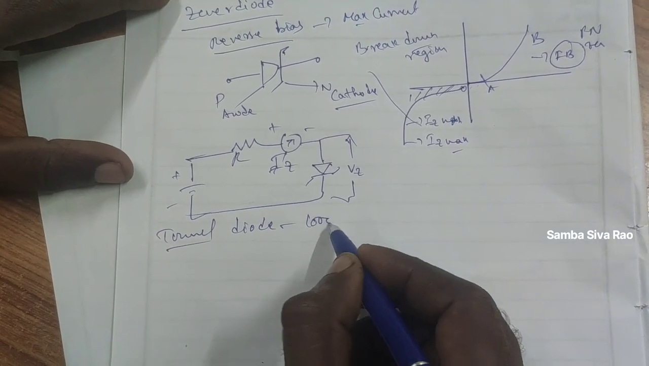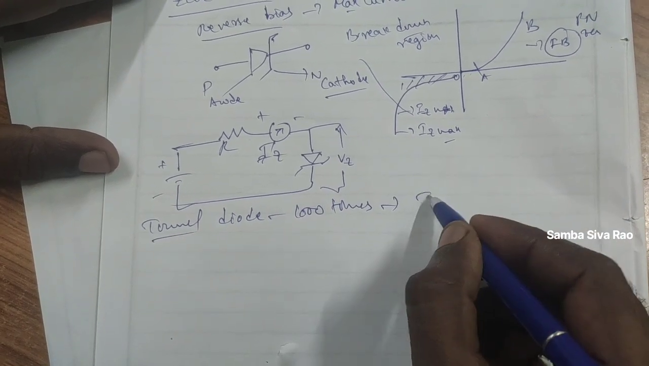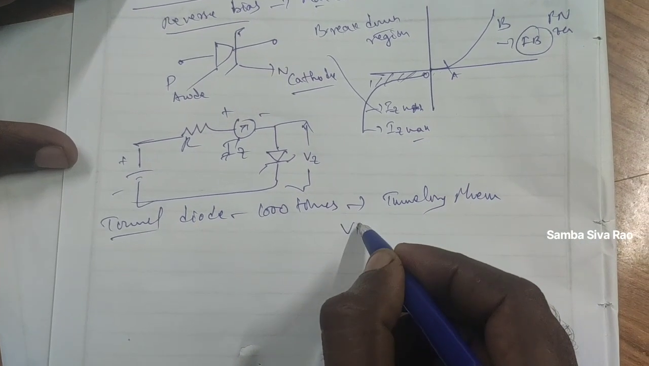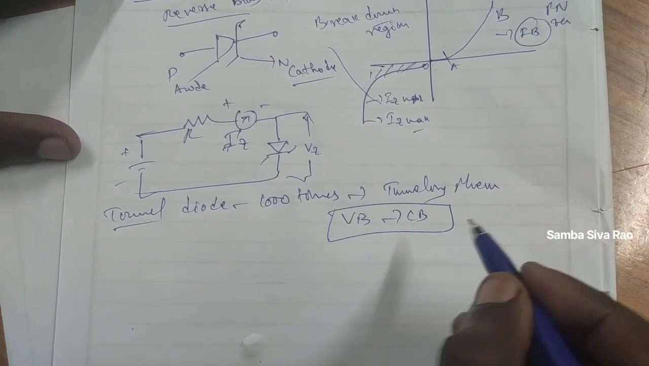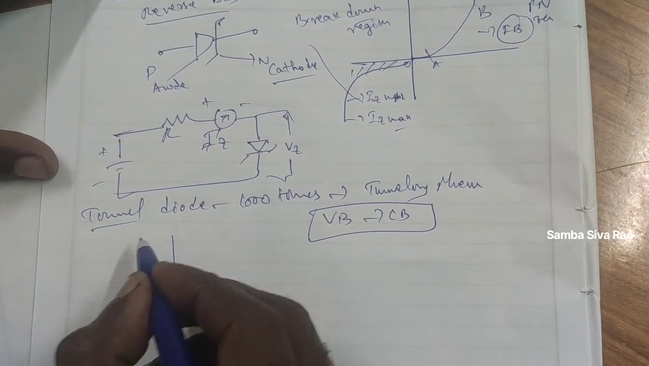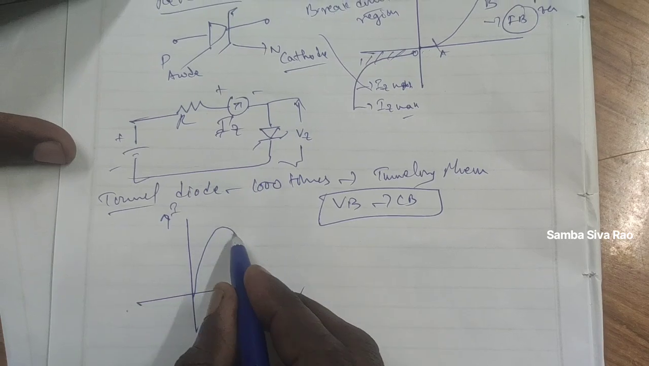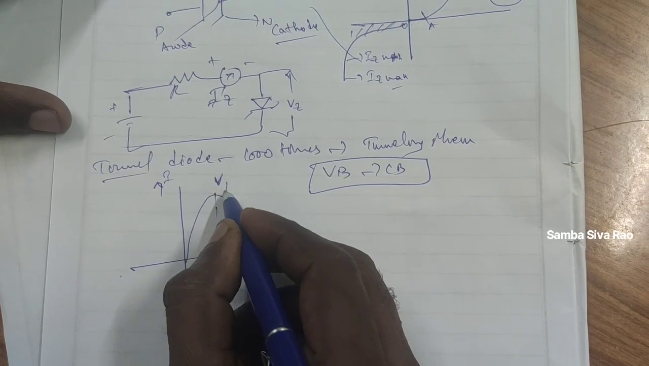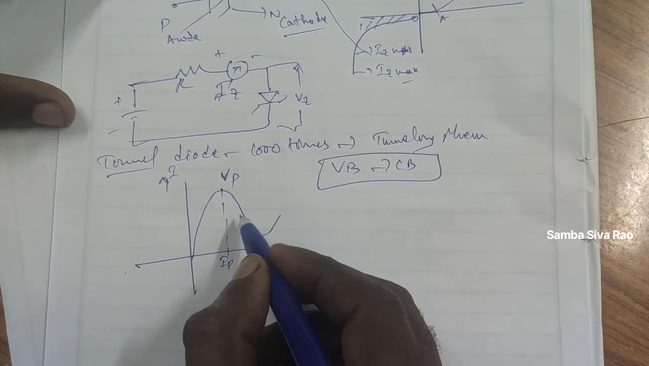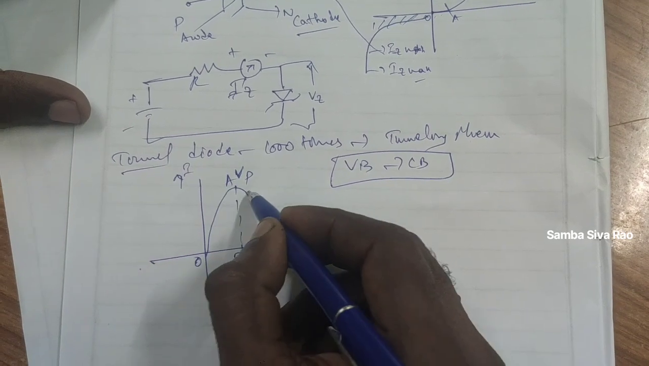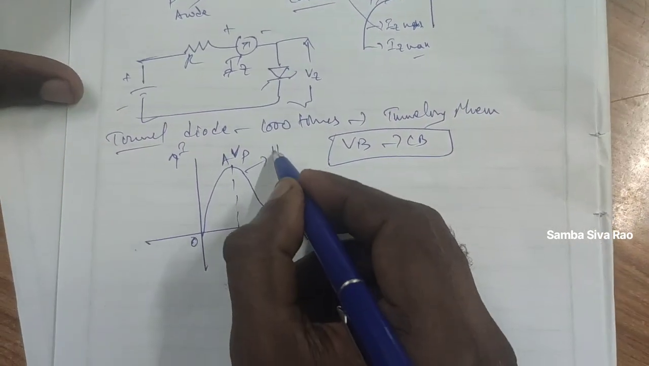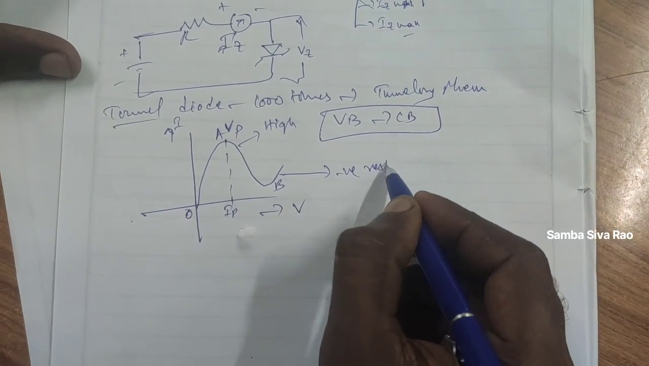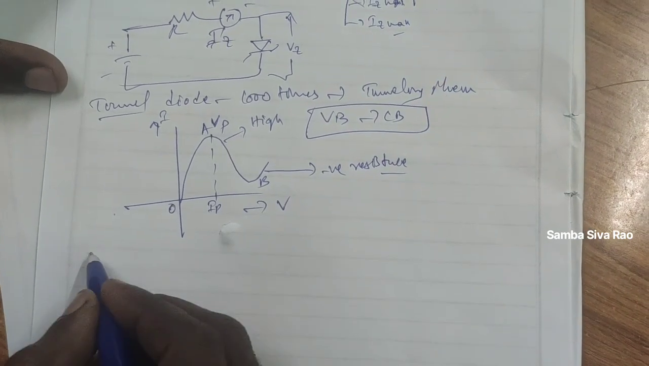It is a thousand times greater than that of an ordinary diode. It has a tunneling phenomenon, so that it transfers the data from the valence band to the conduction band easily. We are taking voltage along the x-axis and current along the y-axis to obtain a graph like this. It has a peak voltage and another one is peak current. From 0 to a, it has a high value, whereas from a to b it works in the negative resistance region. This is the basic concept of a tunnel diode.